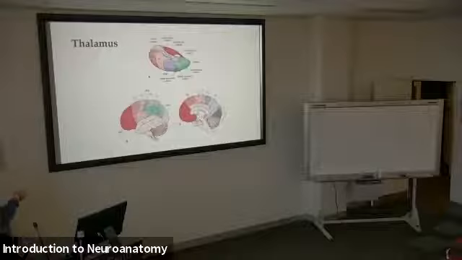It projects mainly to this area of cingulate cortex, particularly the posterior cingulate, and it receives input from the mammillary bodies. And this is a really interesting area.